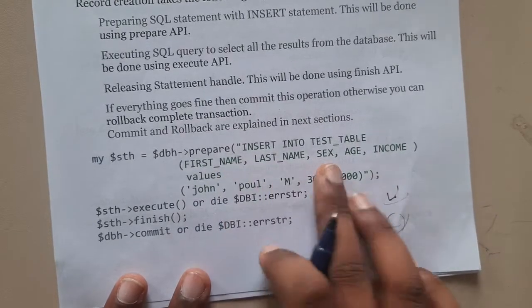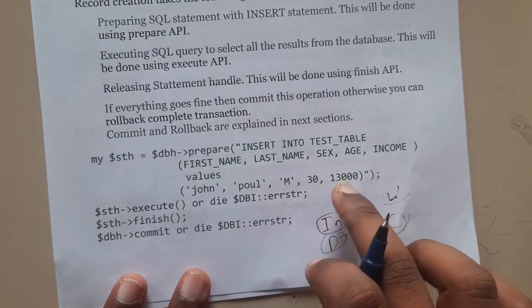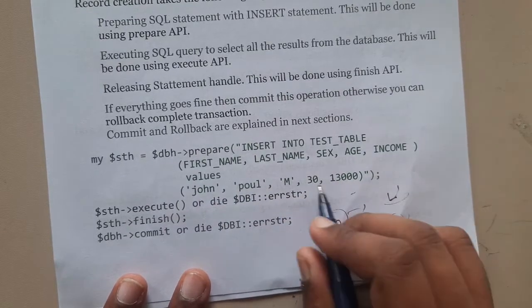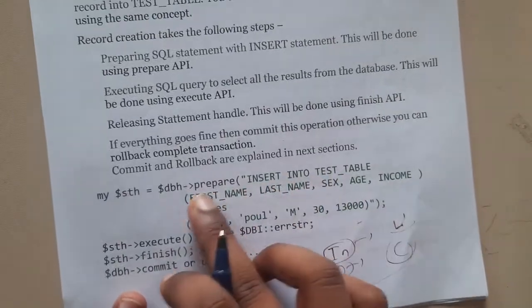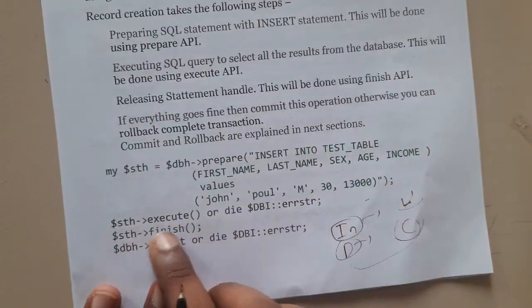That's my first name, last name, sex, age and income. So you wrote John Paul, male, 30 and 13,000 is his income. Okay, so you wrote it in this way, and now you are pushing that into the statement. So here also you will be initializing the statement, guys, and now you are trying to execute it.